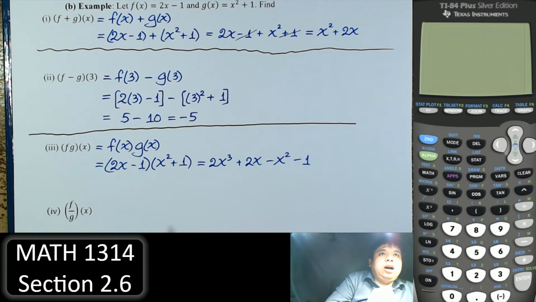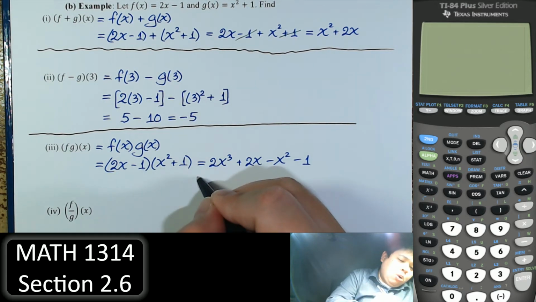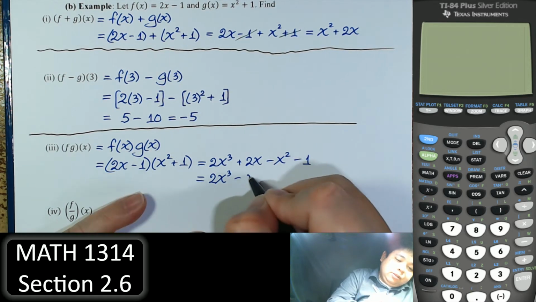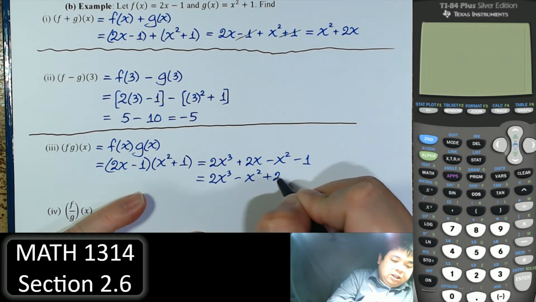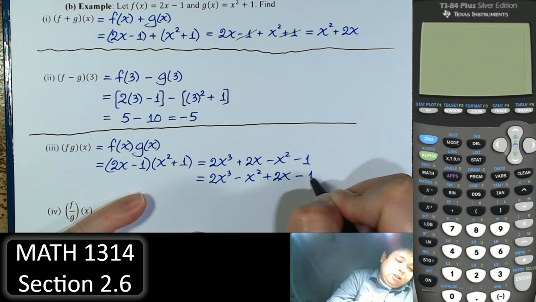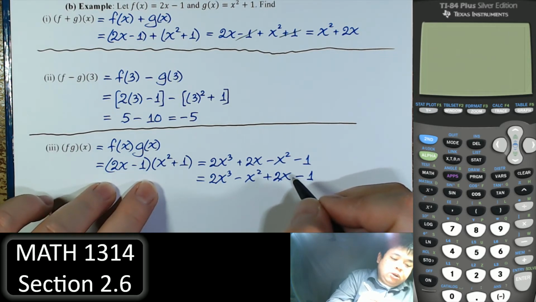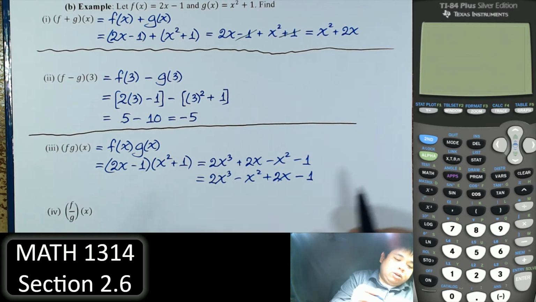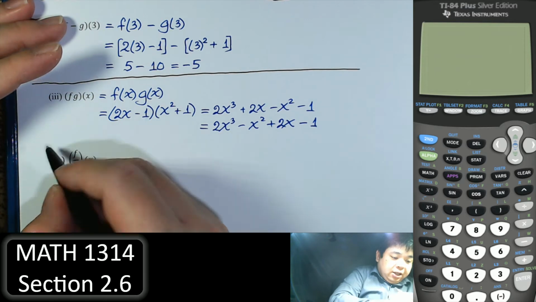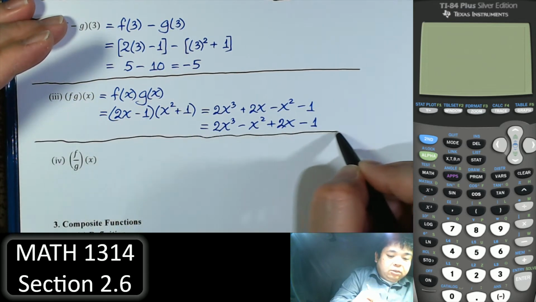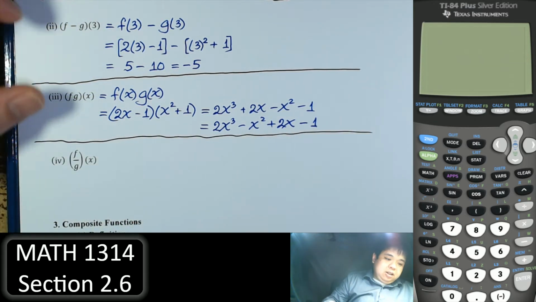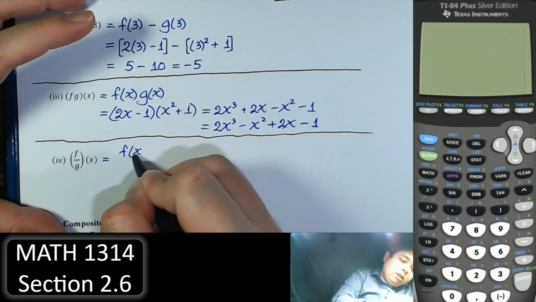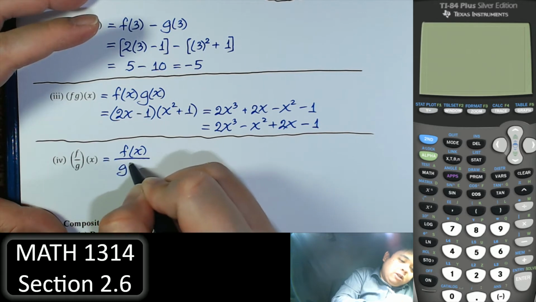Right. Of course, we can also write in the decreasing order of the power of x. 2x cubed minus x squared plus 2x minus 1. Right? Simple enough. Next, this means we divide them. So f of x divided by g of x.